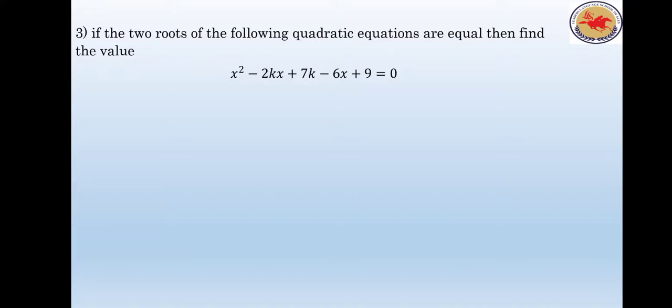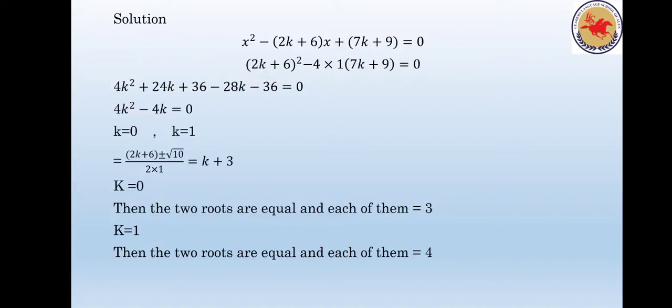If the two roots of the following quadratic equation are equal, then find the value of k. We want here the value of what? K. First, then get the value of this expression. So he wants the value of this expression. Okay, we have here x² − 2kx + 7k − 6x + 9 equal to 0. And he said what? The two roots are equal. When the two roots are equal, the discriminant equals 0.